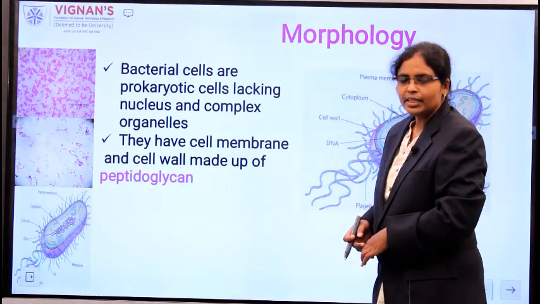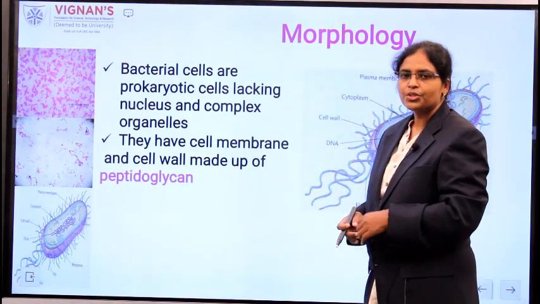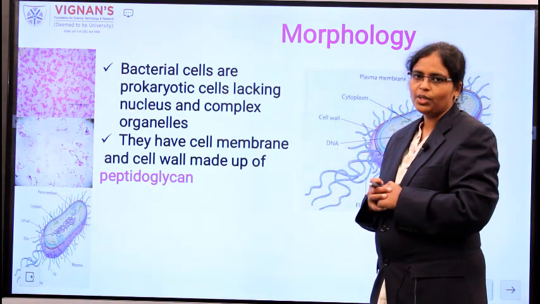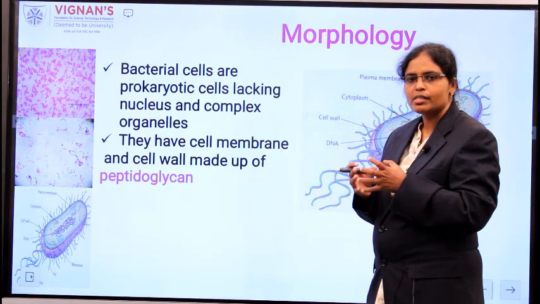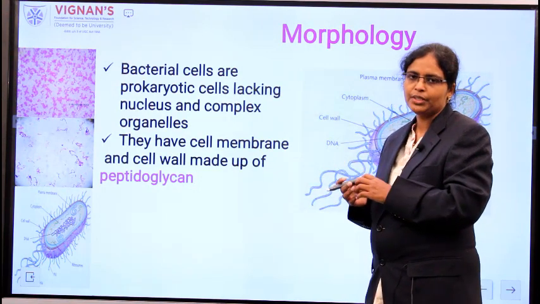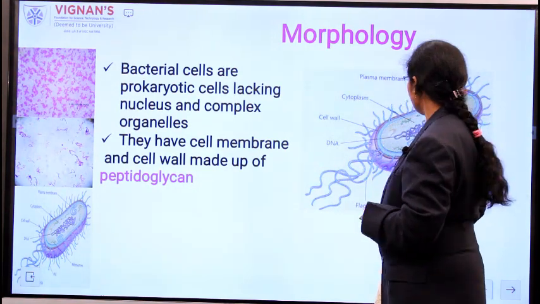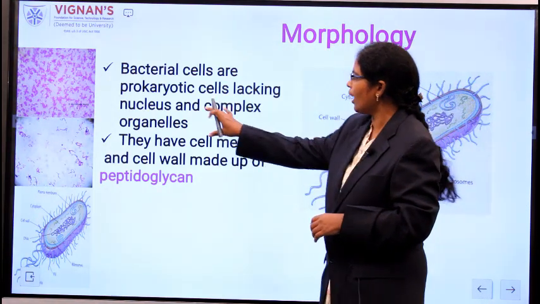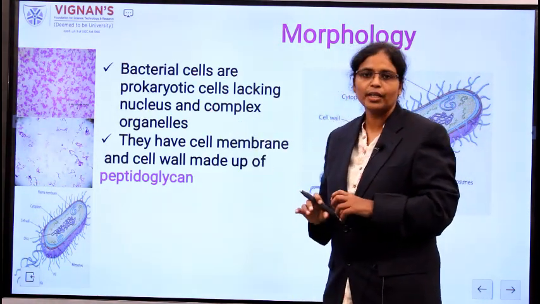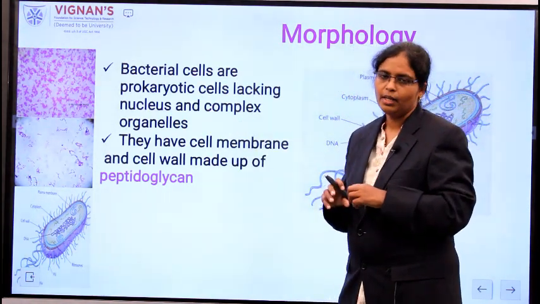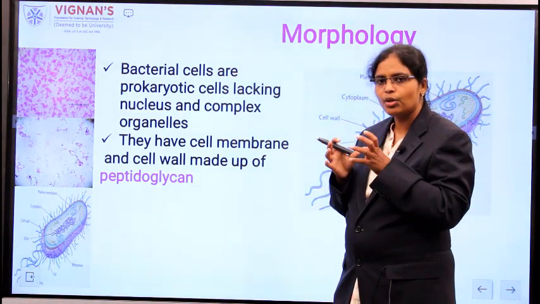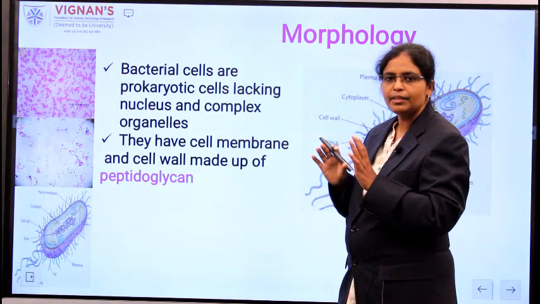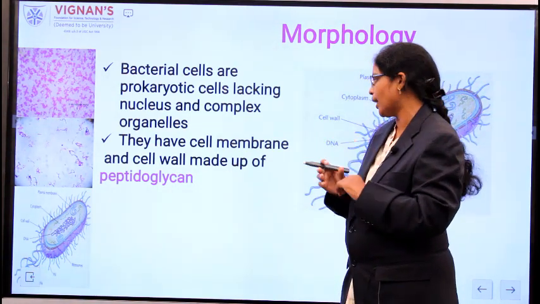So we have seen an excellent video that describes the structural features of bacteria. Okay, we will go into detail on what the bacteria look like, what the external features are, and what the internal features are. Bacteria are prokaryotic cells lacking the nucleus and cell organelles. Eukaryotic cells contain a nucleus and cellular organelles. That is the difference between prokaryotes and eukaryotes.